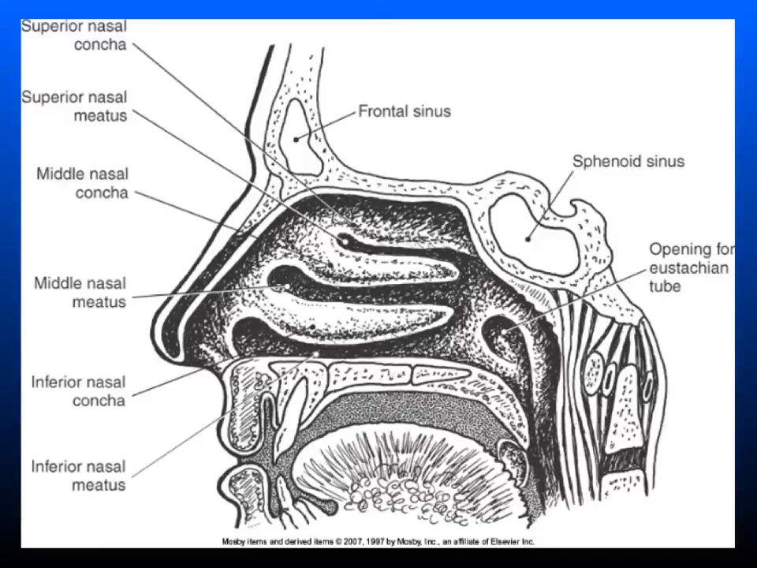So it's good to know these passages, like middle nasal meatus, inferior nasal meatus, and then what's the difference between meatus and concha? You see the difference? Meatus is the passage. Concha is actually the bone. So you always have the inferior nasal meatus, and then you have the inferior nasal concha over there. Here's the middle nasal concha, and then the superior nasal concha. All right. We're going to get into sinuses in just a second. Why we have them? Yeah.